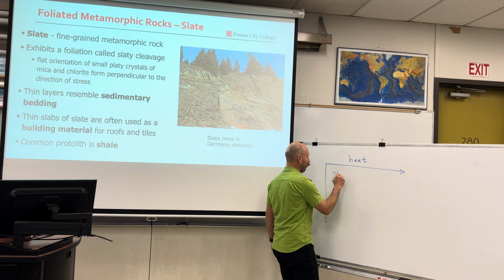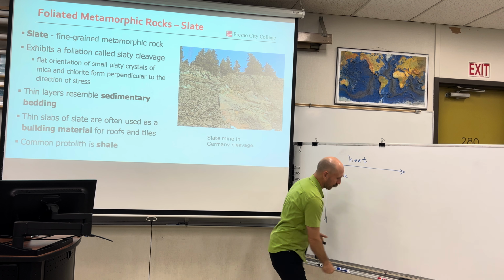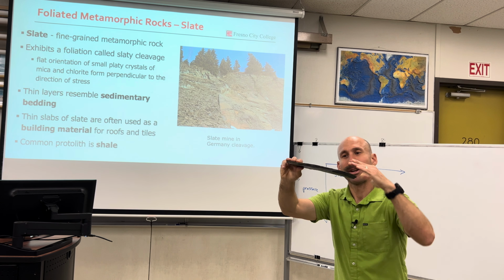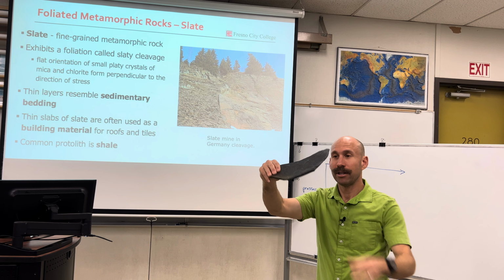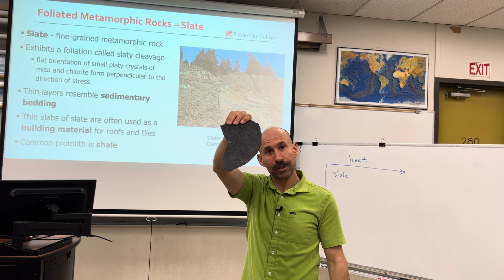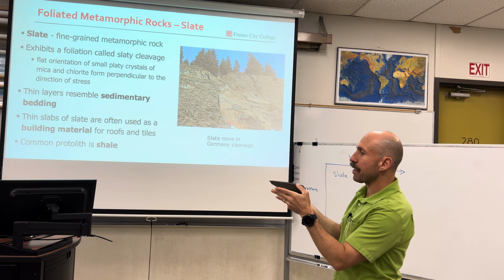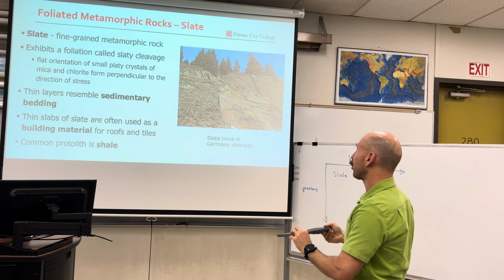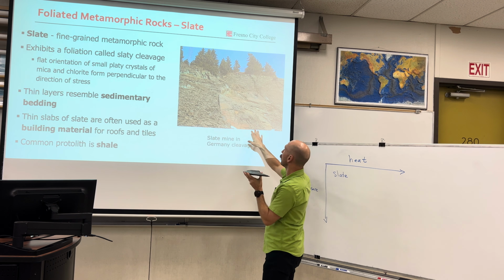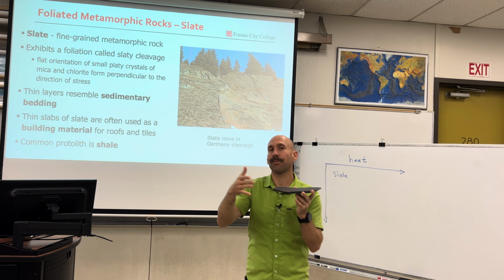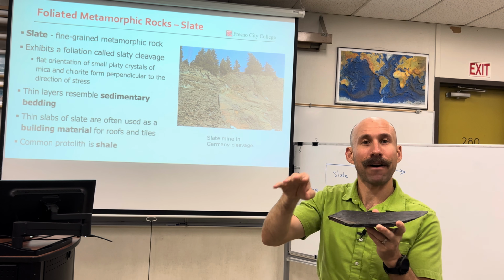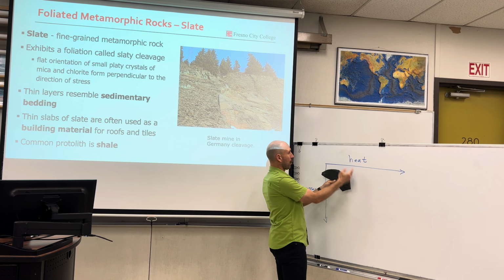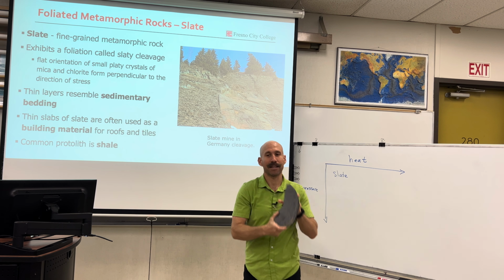The first rock that we're going to look at is slate. Slate, as we see here, has a really nice rock cleavage. Been used for a long time as roof shingles, for building materials. The thin layers resemble sedimentary beds, but this rock has been subject to heat and pressure. And slate often comes from the protolith, the original rock of shale, a fine-grained, clastic, sedimentary rock. So low-grade metamorphism, low heat, low pressure, slate.